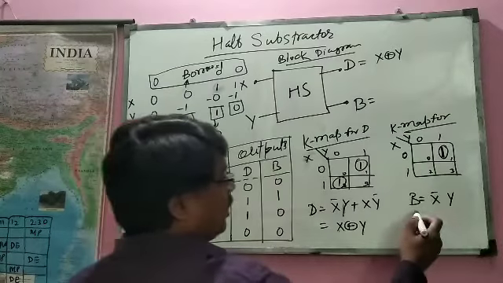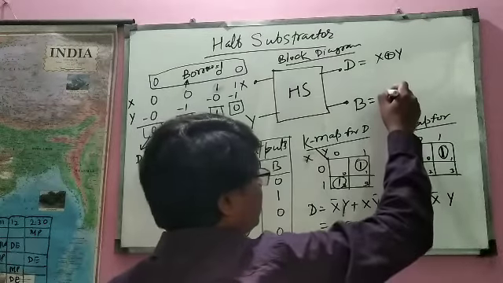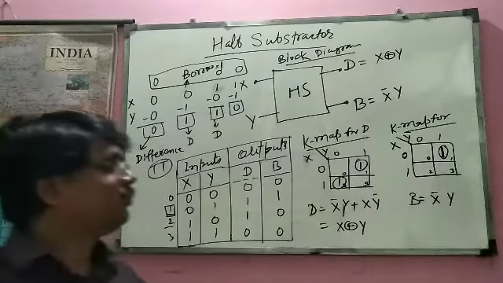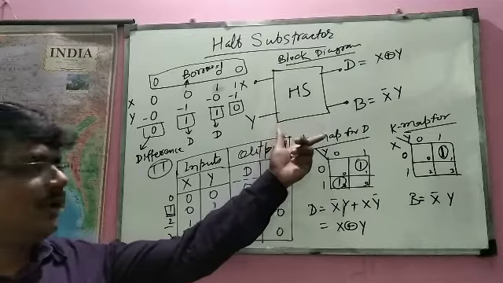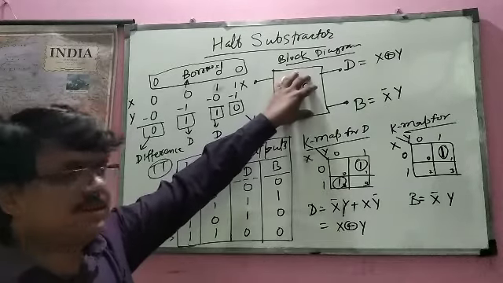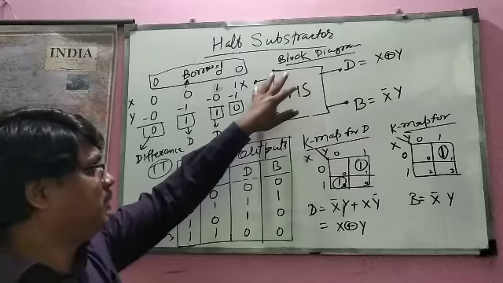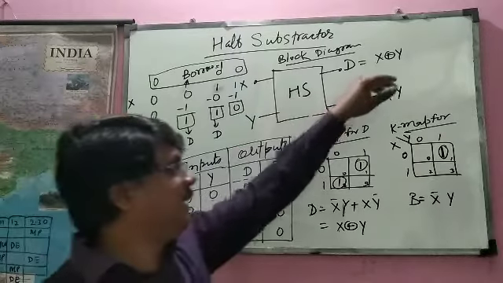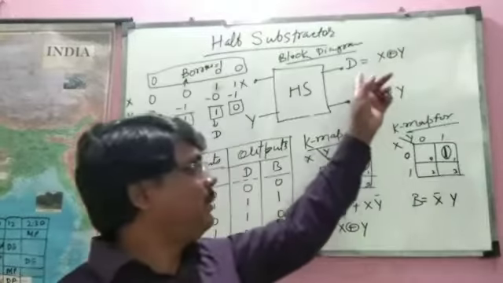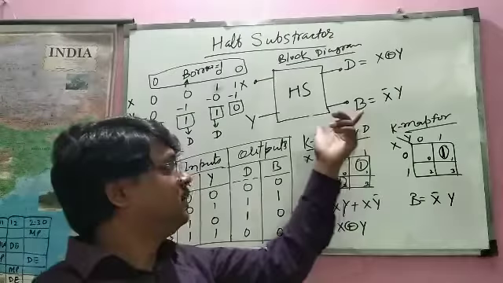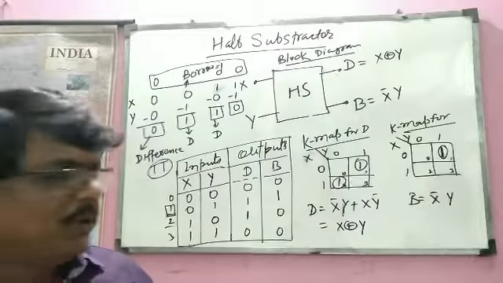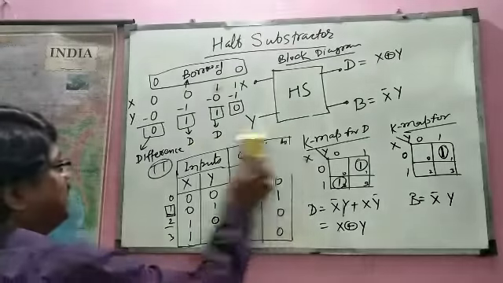B is the borrow. Now we have an expression X XOR Y. So make the block diagram of this one, and work out what the circuit inside will be, so that using this input we can get this output. You are very familiar with the circuit implementation, but I will just show you in 1 minute. It is a very simple thing.